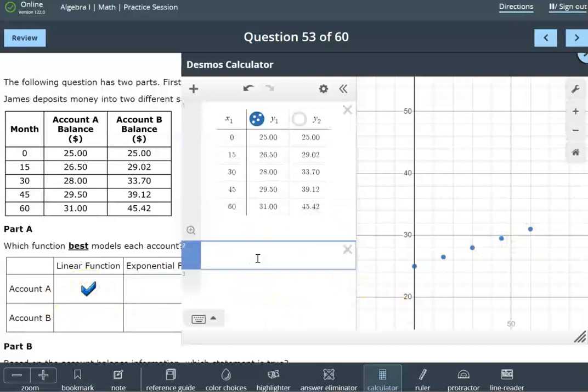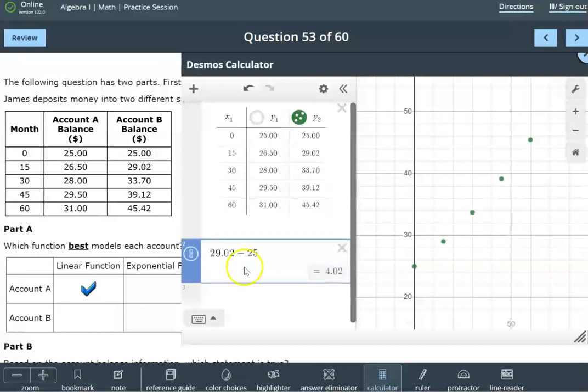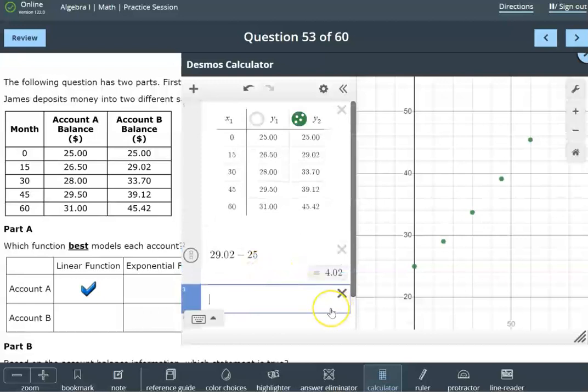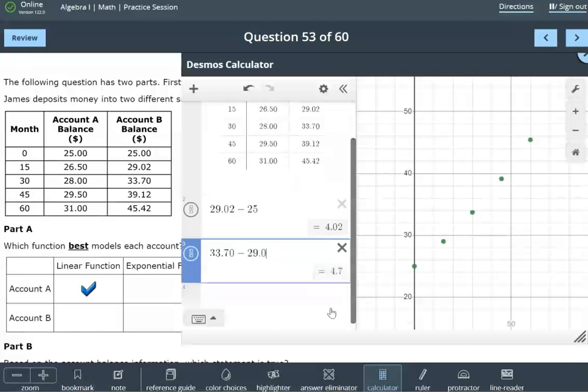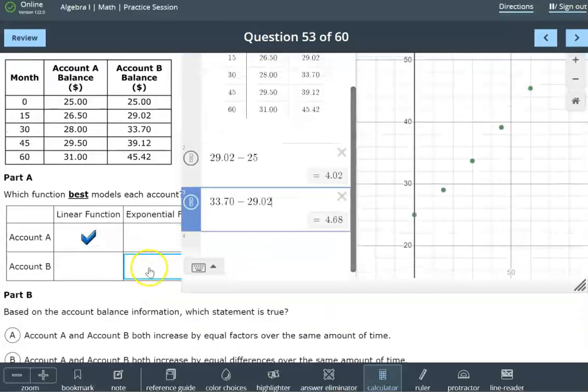So account B, let's turn off account A and turn on account B. Now this may look curved to you, but it doesn't look that curved to me. So I want to first check to see if it is linear. 29.02 minus 25 is $4.02. Well, I'm pretty sure the next pair, 33.70 minus 29.02, is not $4.02. It's now $4.68. So it's not linear. So if it's not linear, it must be exponential because that's really the only two options they gave me. So I'm going to choose exponential for account B.